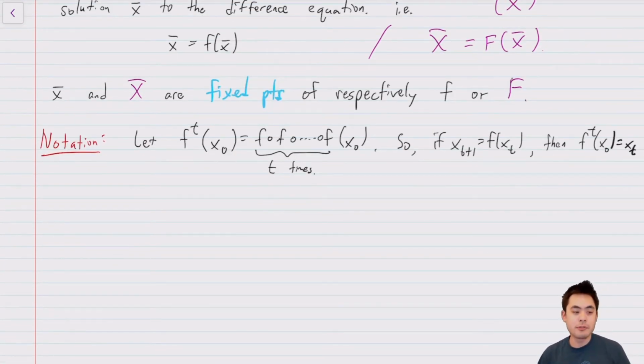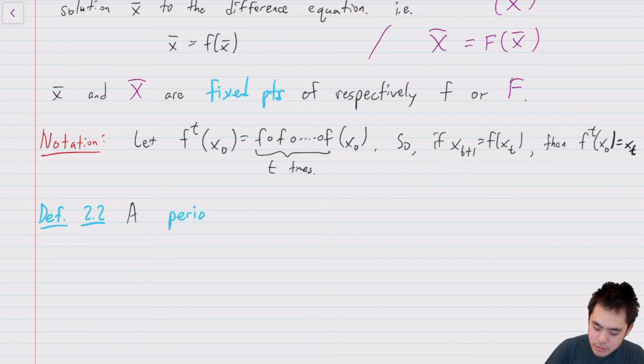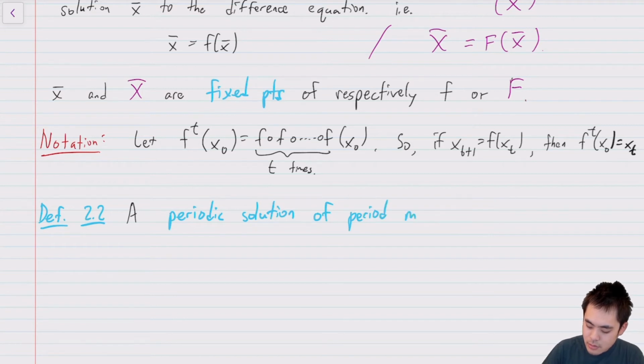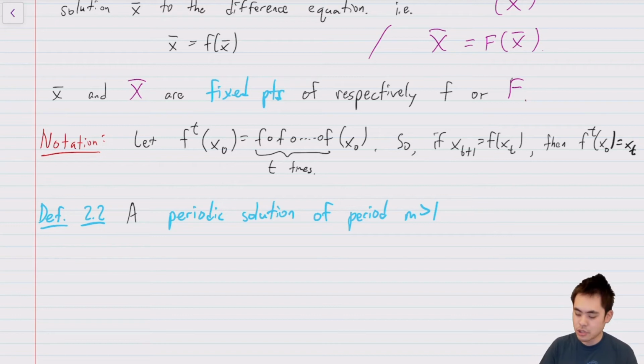So once we define what we mean by fixed points and steady state solutions, we can also talk about periodic solutions. Equilibrium solutions are the ones that don't change at all. Periodic solutions are the ones that change but then come back to their starting point. So let's make that a little bit more formal. Definition 2.2. A periodic solution of period m greater than 1. Sometimes you'll see fixed points and equilibrium solutions also called periodic with period 1. We're not going to do that, but you should be aware of that notation.